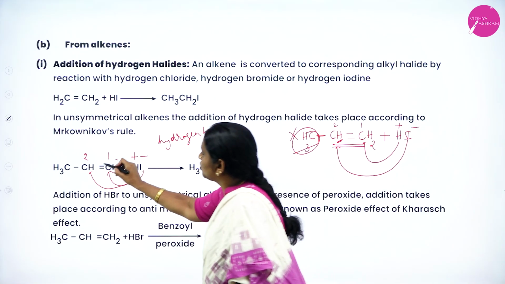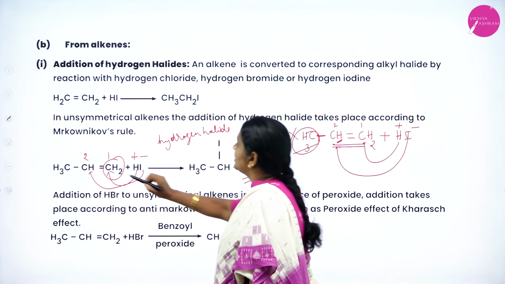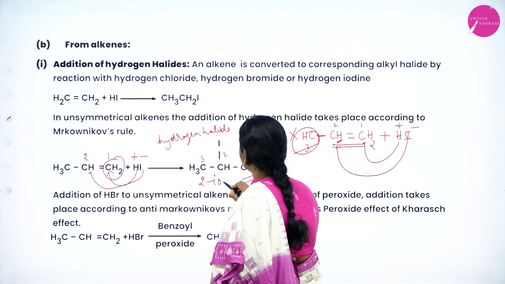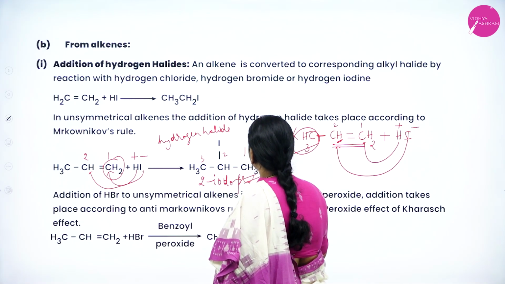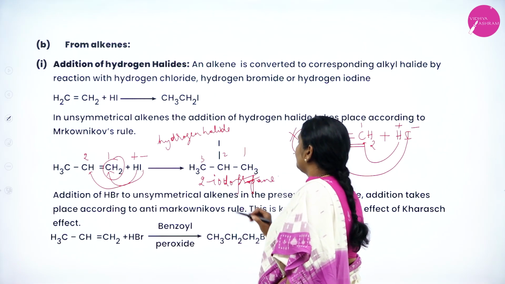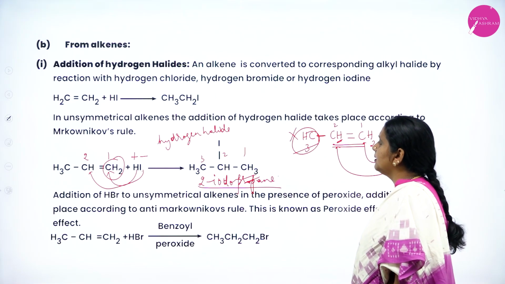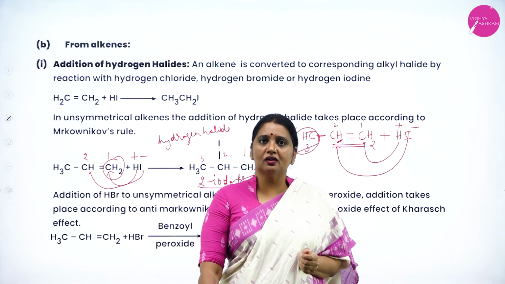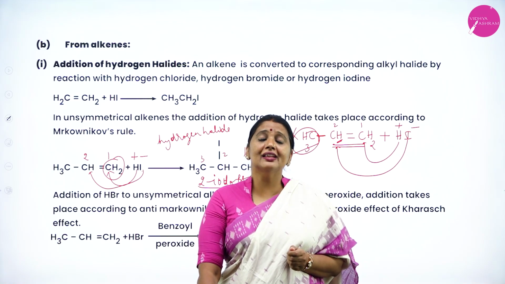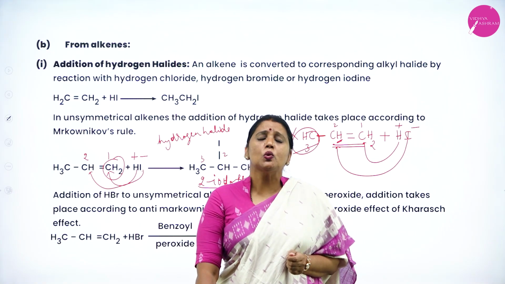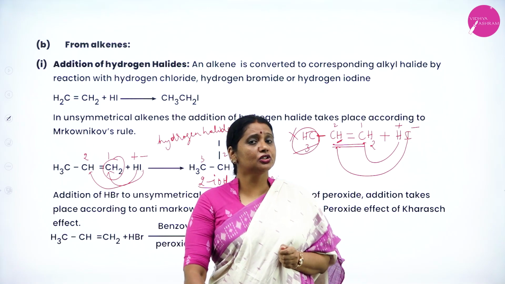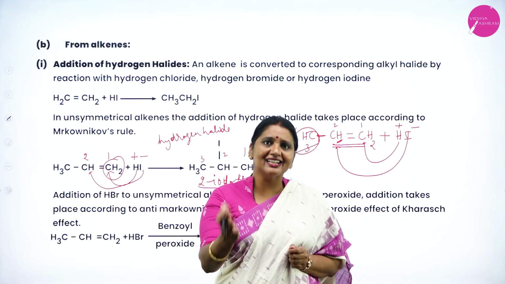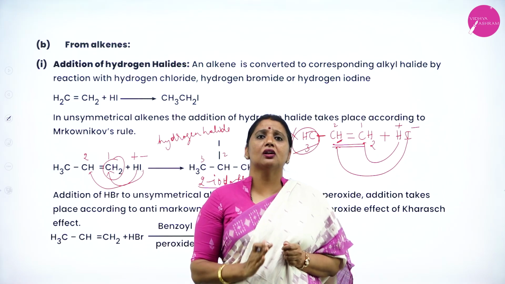Therefore, CH2 becomes CH3, CH becomes CHI. 1, 2, 3. 2-iodopropane. 2-iodopropane. Therefore, what is the statement of Markovnikov's rule? When hydrogen halide is added to an unsymmetrical alkene, the positive part gets attached to the double bonded carbon carrying more number of hydrogen.